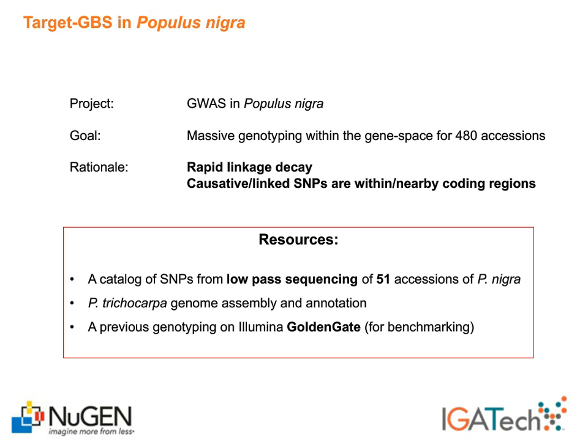Instead, we aimed to have a genotyping method to specifically target the gene space, but not all of it, which would be prohibitive in sequencing cost terms. Only some specific loci or SNPs were our target. And the available resources that we could leverage were the genome assembly of Populus trichocarpa, a low-pass sequencing of 54 different accessions of Populus nigra, and also some previous genotyping data coming from the Illumina GoldenGate platform, which is an array-based platform.